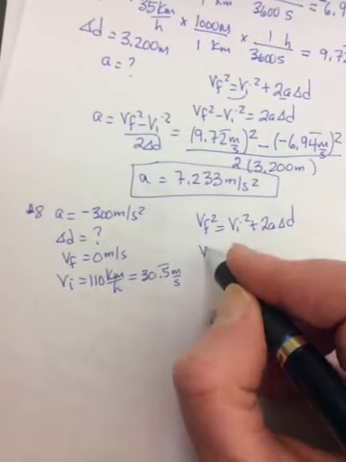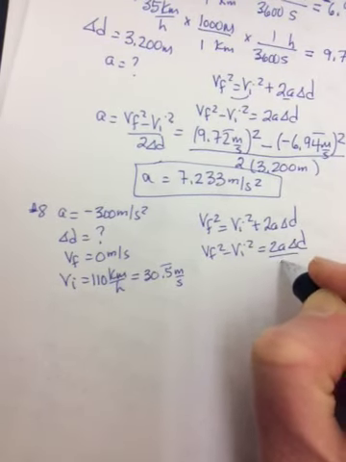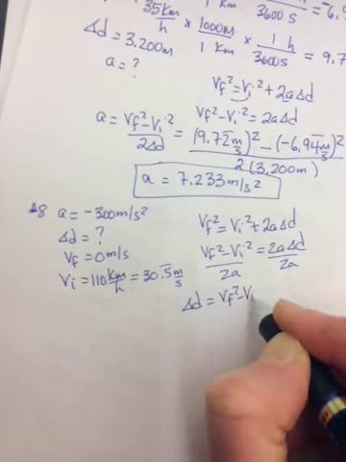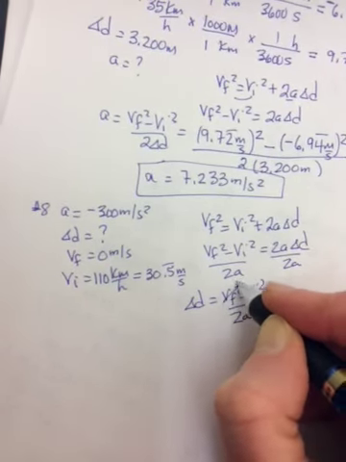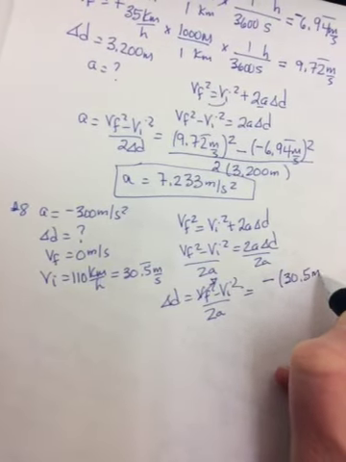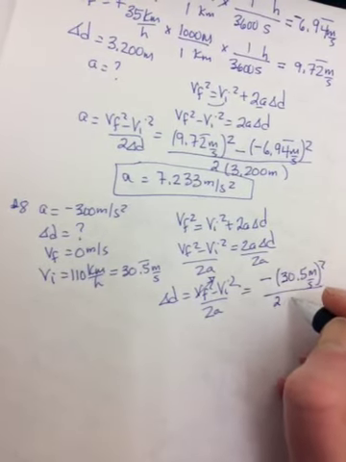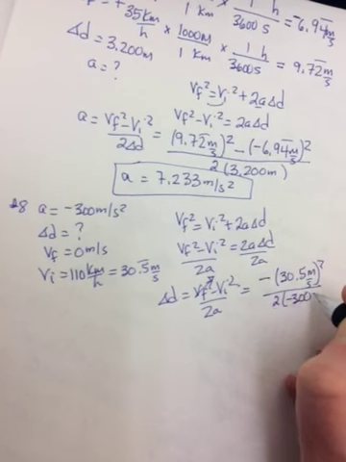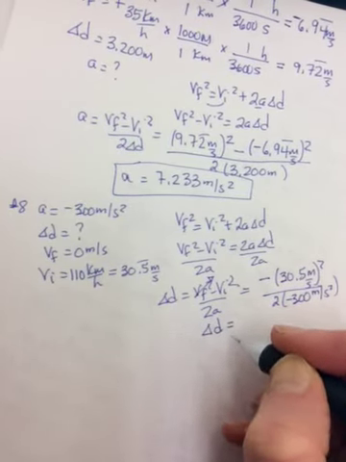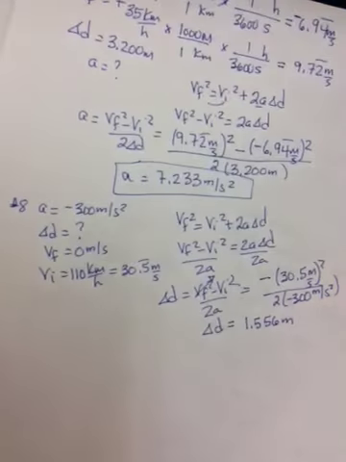This time you're looking for delta D, subtract VI from both sides, and divide by 2A. So you get delta D is equal to VF squared minus VI squared over 2A. VF is 0 though, so it'll be equal to subtract 30.5 repeating, and don't clear that, leave the repeating in your calculator and square it, divided by 2 times negative 300 meters per second squared. The negatives are going to cancel each other out, and when you do this, you should get 1.556 meters for number 8.